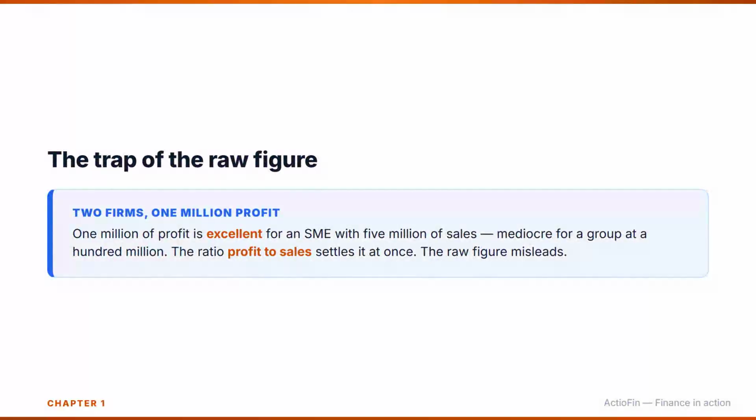The trap of the raw figure. 1 million of profit is excellent for an SME with 5 million of sales, but mediocre for a group at 100 million. The ratio profit to sales settles it at once.